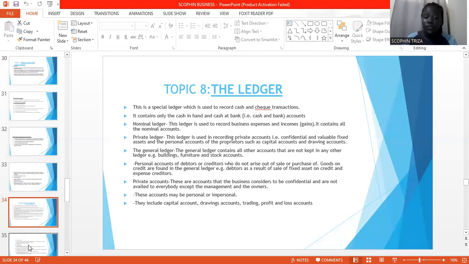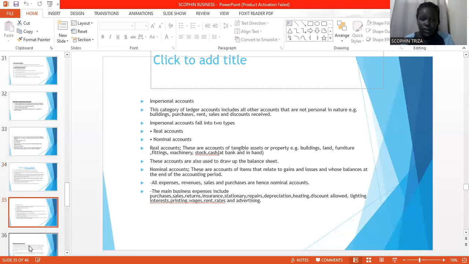We also have private accounts. These are accounts that the business considers to be confidential that are not availed to everybody except the management and the owner. These accounts may be personal or impersonal, and they include the capital account, drawings account, trading, profit, and loss account.